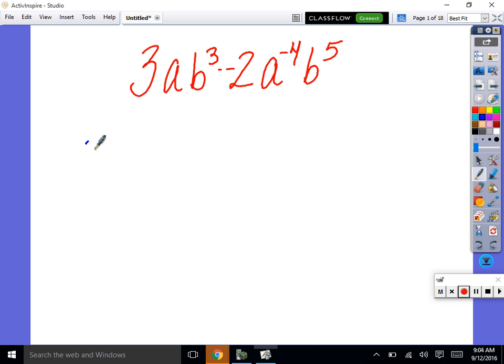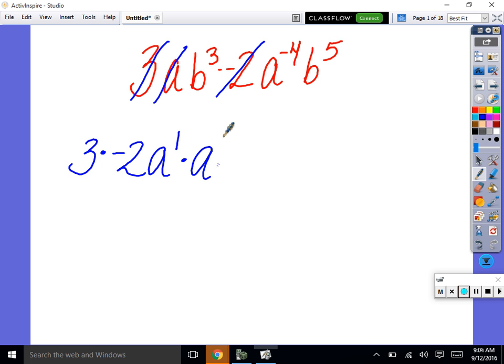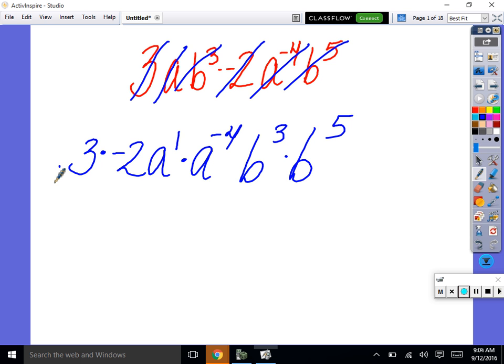So I'm going to put numbers by each other. 3 times negative 2. I'm going to cross them out so I don't miss anything. I have an A to the what power first, right? Then times A to the negative 4. And then I have B to the 3rd times B to the 5th, right? Reorder it, guys. Then simplify it. We do not add these numbers. Multiplication is multiplication, right? So 3 times negative 2 is negative 6.